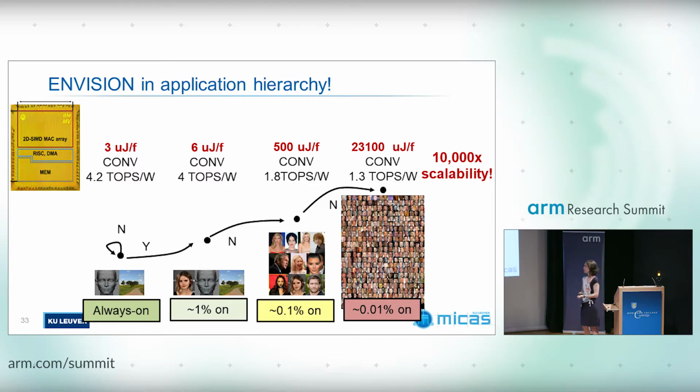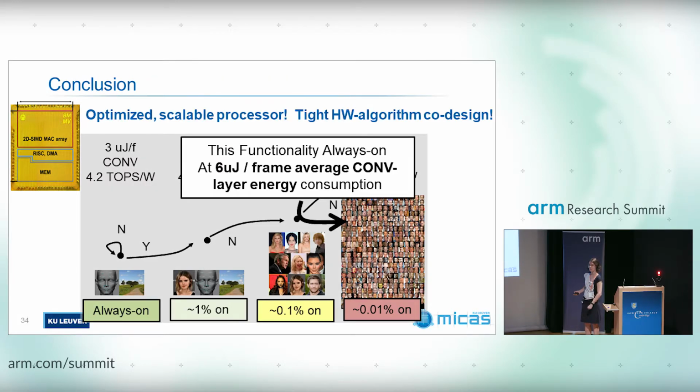So we mapped them on our processor, and you can see that while these fancy big networks need about 23,000 microjoules to analyze one frame of my camera, the small ones can do it with only 3 microjoules per frame on our processor. So you see, with this kind of flexible hardware, you can give the user the impression he's having this all the time, but in the background, you're exploiting this 10,000x scalability to be here most of the time and have an average energy consumption very close to this.